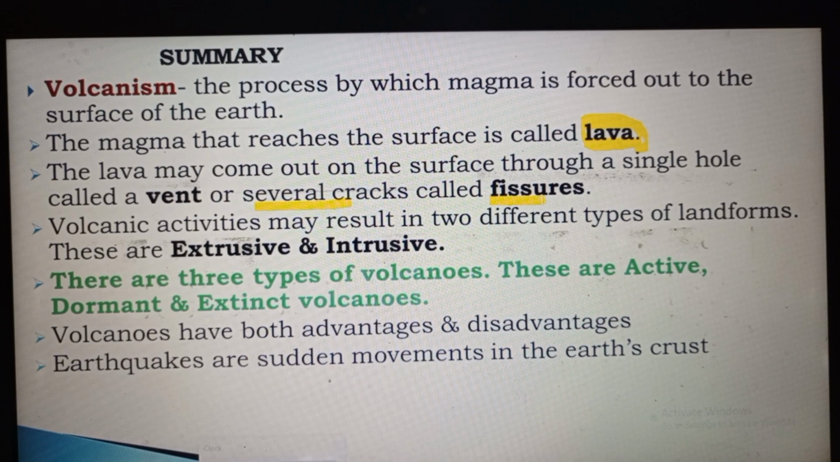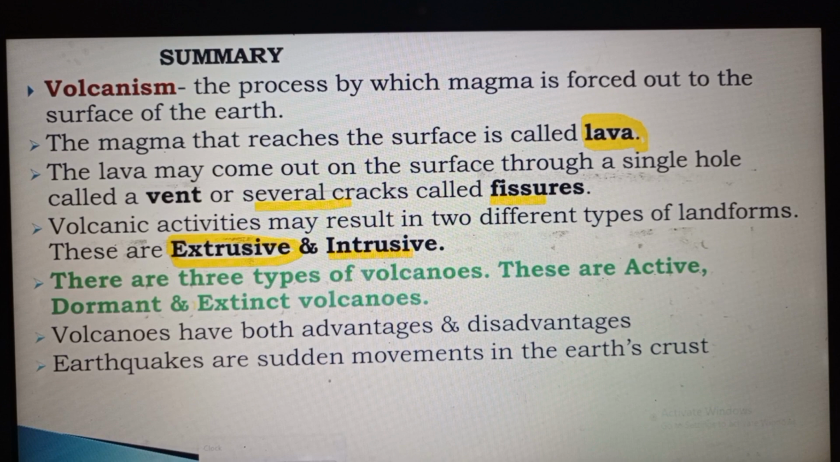So it has two possibilities to come out on the surface of the Earth, either through a single hole or through different cracks. The single hole is known as a vent, and several cracks through which magma comes out on the surface of the Earth are known as fissures. Volcanic activities may result in two different types of landforms: extrusive landform and intrusive landform. Extrusive landform is formed on the surface of the earth, and intrusive landforms are formed inside the crust.